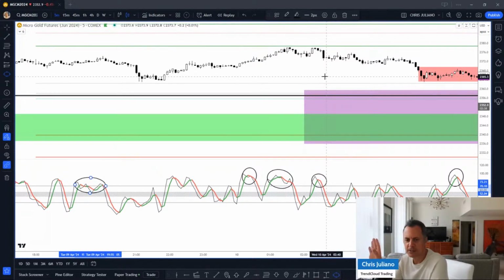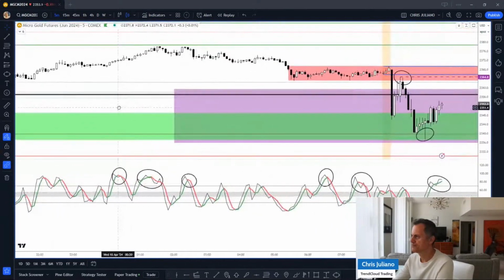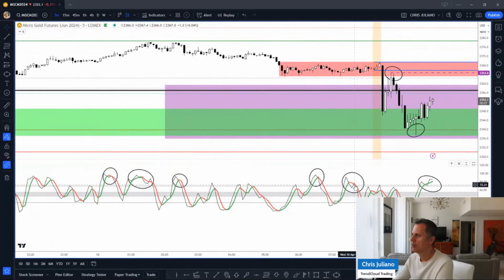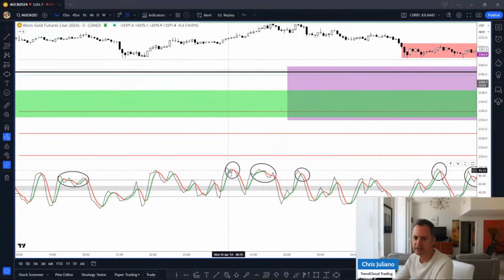Complete transparency here. It's not 100% every time, but out of everything that we looked at, what did we look at here? 1, 2, 3, 4, 5, right? Out of all 6, only 1 failed. Out of all 6 of these crossover patterns, only this one failed. That's pretty damn good.